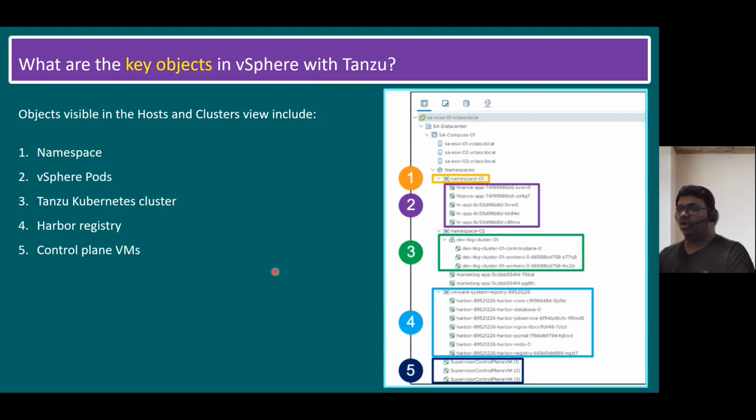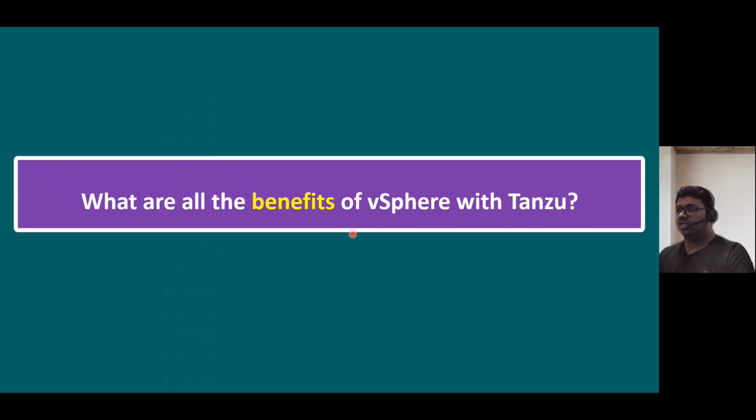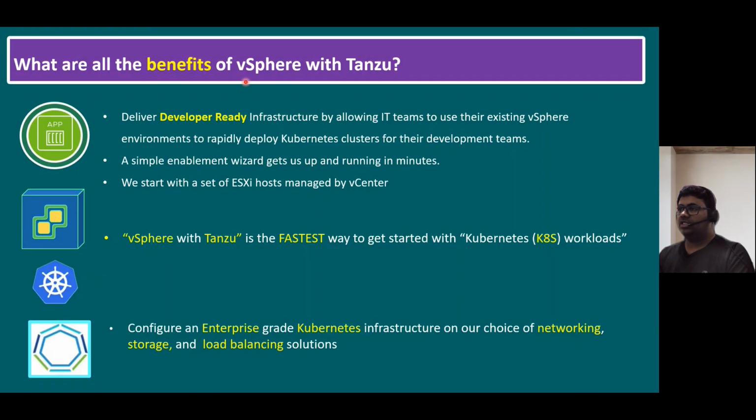Now let's talk about the benefits of vSphere with Tanzu. The main benefit is delivering developer-ready infrastructure by allowing IT teams to use their existing vSphere environments to rapidly deploy Kubernetes clusters for their development teams. Normally we use Kubernetes in our test environment, but for the production environment, it's always recommended to choose enterprise Kubernetes only. vSphere Tanzu is one of the popular enterprise Kubernetes platforms. And a simple enablement wizard gets us up and running in minutes. So it's a very fast deployment.